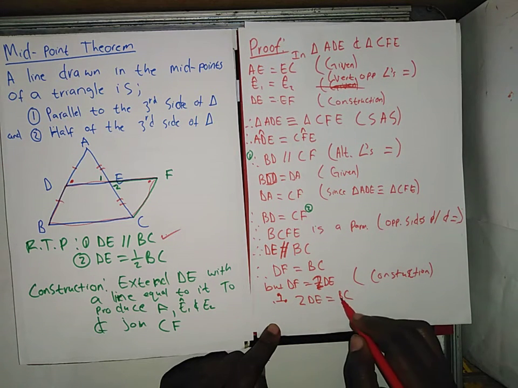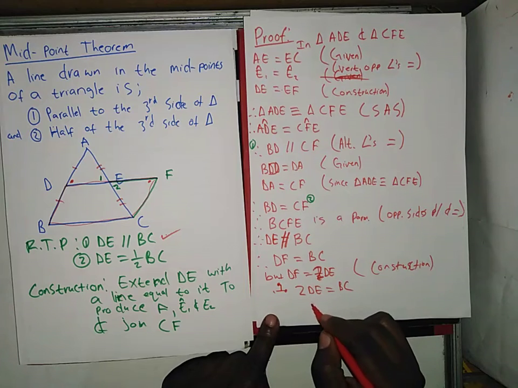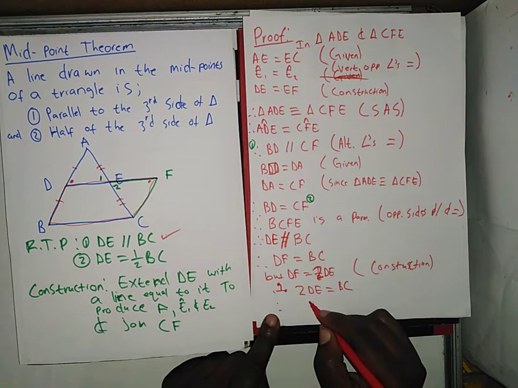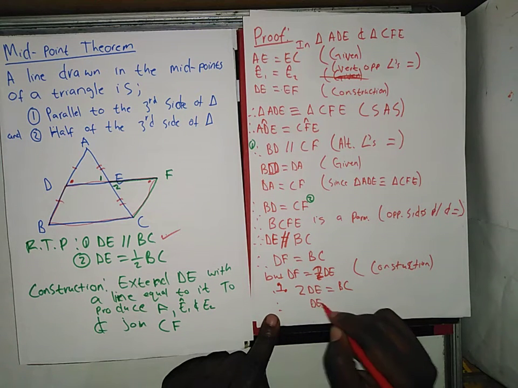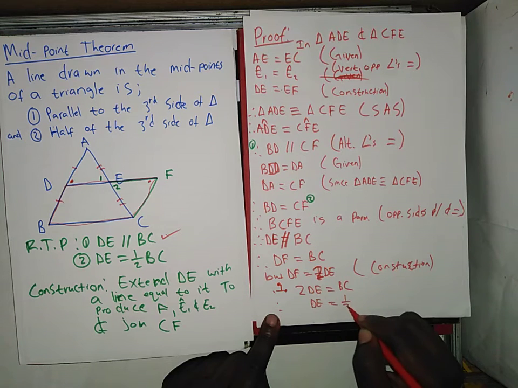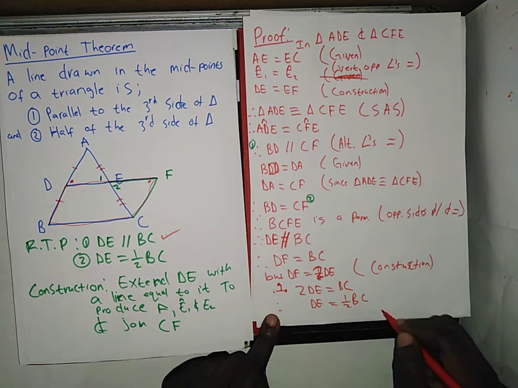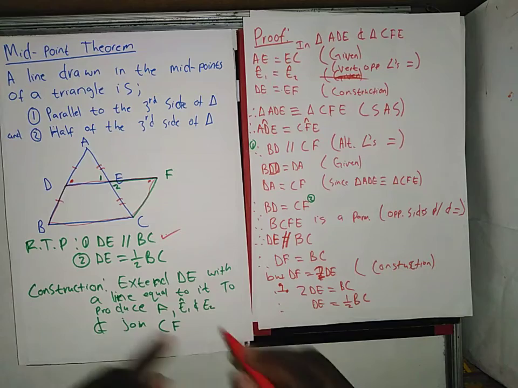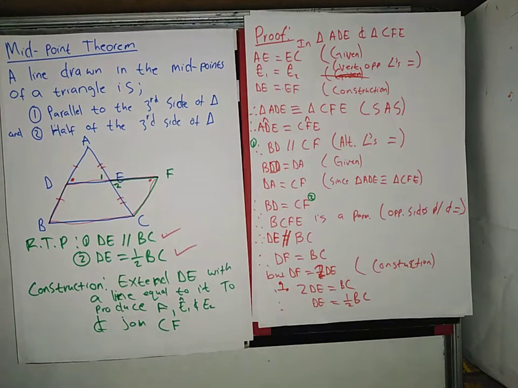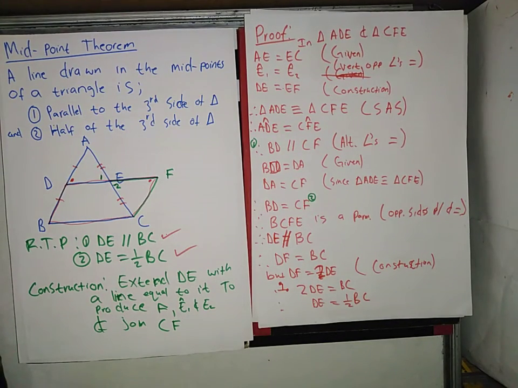And then the 2 will also be here. So you will therefore have DE being equal to half BC. Okay, that proves the second part. All right.